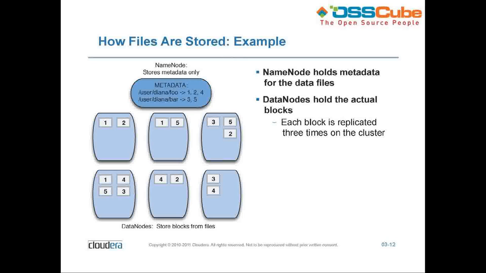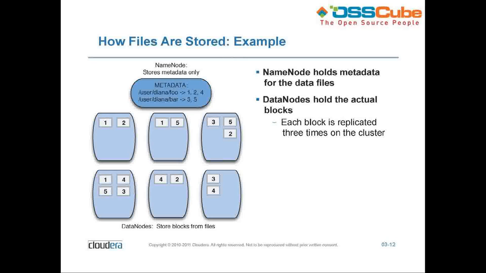So the name node holds all the metadata, and if the metadata is gone and you try to query the cluster, you can't, because you don't know where the data sits. All this metadata is stored in the name node.